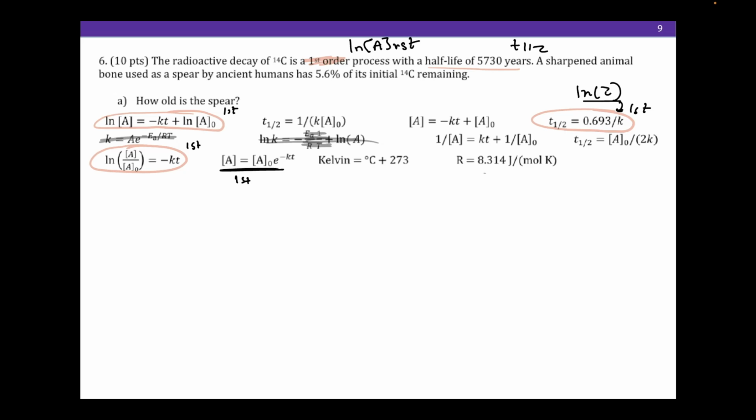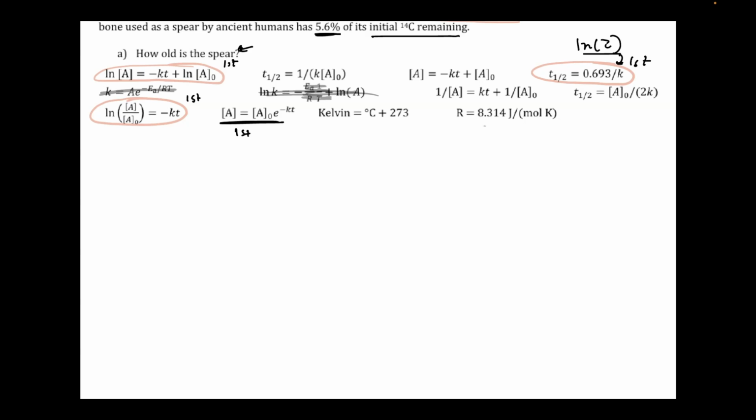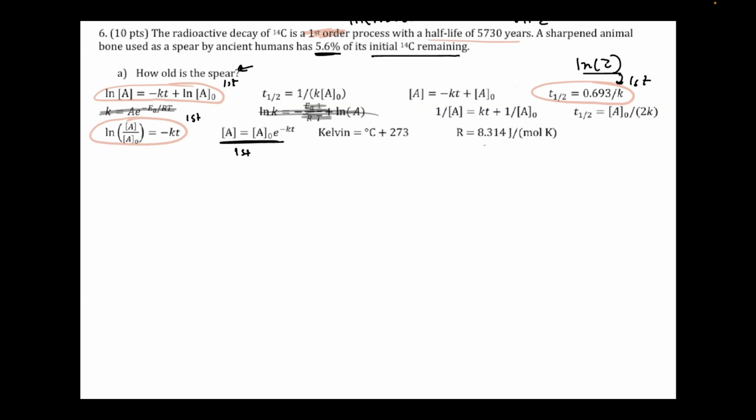Okay, so with that equation chosen, now we want to determine the time, right? So how old is the sphere? That's our key question. We want to know how much time has passed since the sphere started decaying. It has 5.6% remaining. So this is always one where I would encourage you to use this ratio form. Since we're trying to solve for t, this will make it particularly easy.